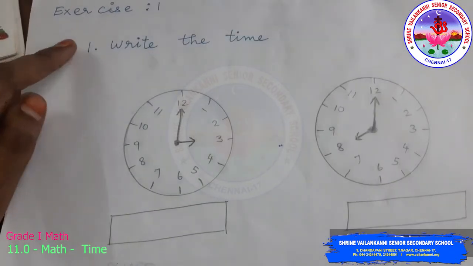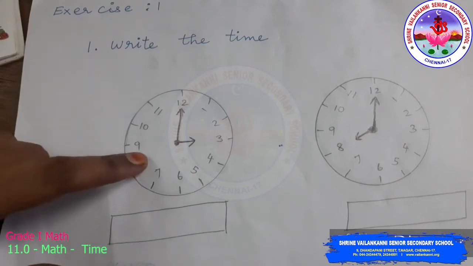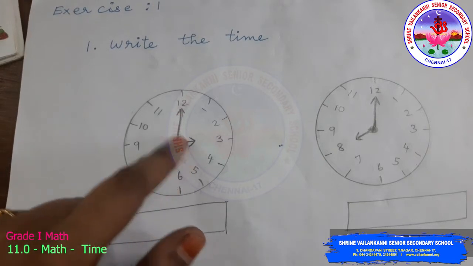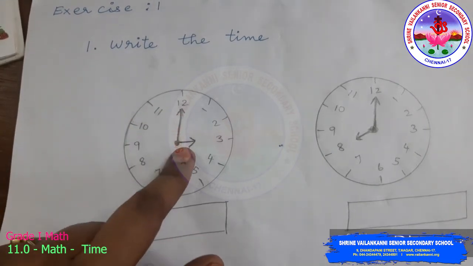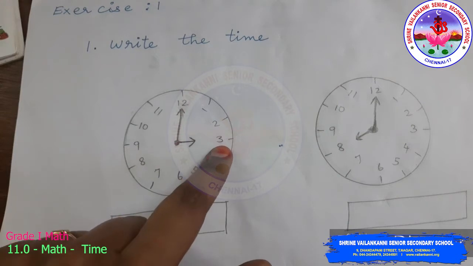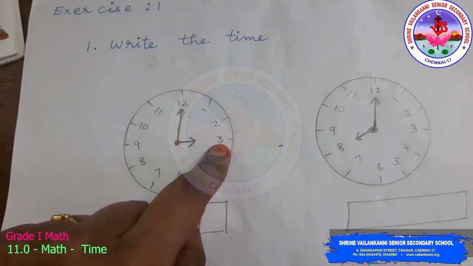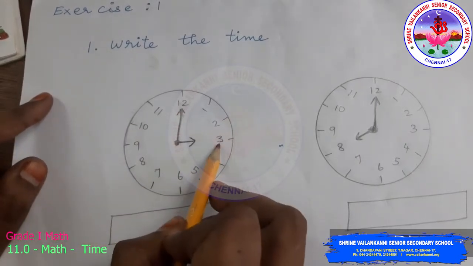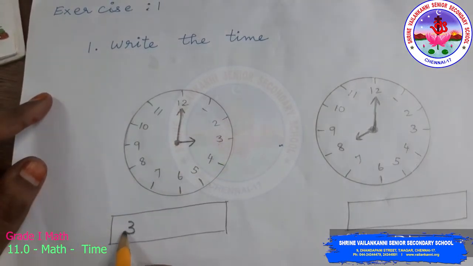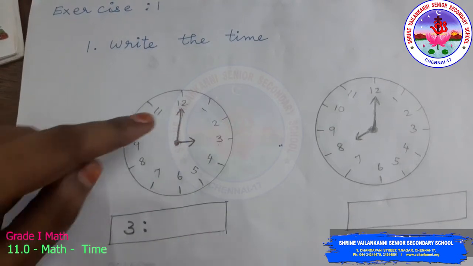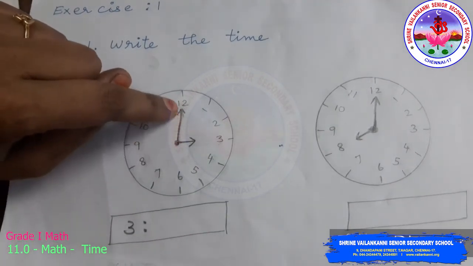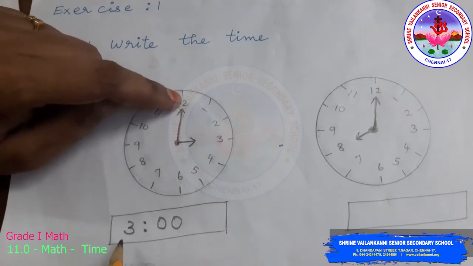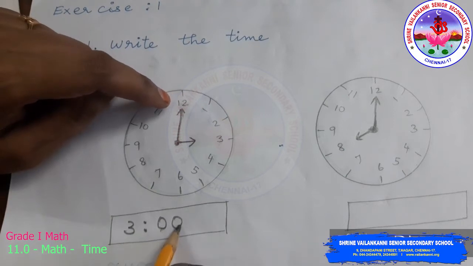Okay, exercise 1, write the time. By looking at the clock, write the time. I've already told you, you have to see the shorthand and the long hand. The shorthand will point at the hour. Okay. So this is the hour. 3. Whatever number it's pointing out, that is the hour. 3. Keep 2 dots. And 12. The minute hand is pointing at 12, that is 0, 0. Okay, when it is pointing at 12, you have to write the minute as 0 and 0.